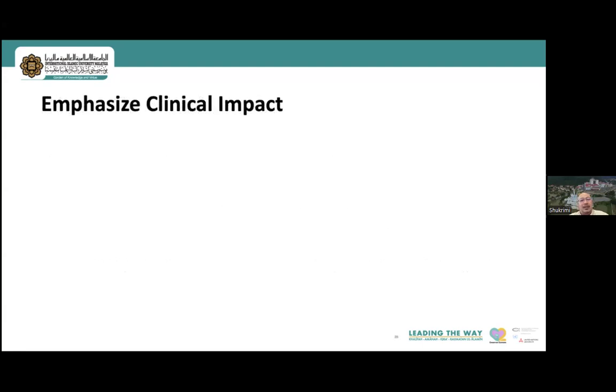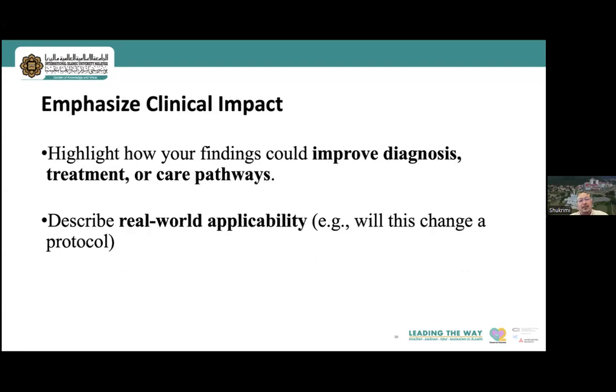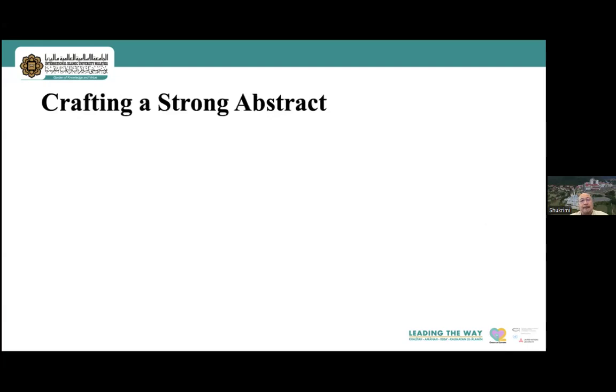Okay, the next point is that we must emphasize the clinical impact of our study. Highlight how the findings can improve diagnosis, treatment, or a care pathway. Okay, and this kind of real-world applicability. Will this grant change the protocol of practice in certain places in our hospital and so on? So we must clearly emphasize this to get the reviewer's attention.